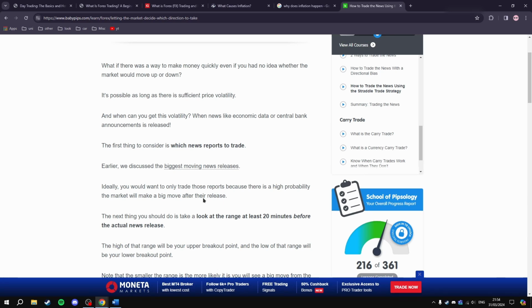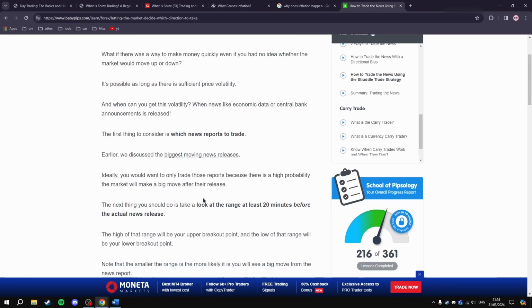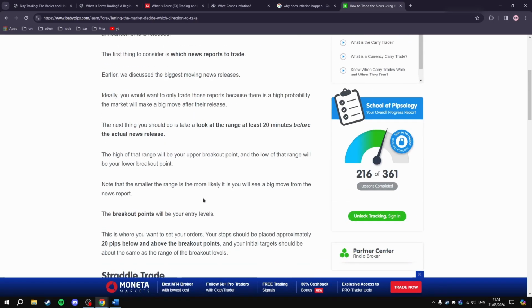The first thing to consider is which news reports to trade. Earlier we discussed the biggest moving news releases. Ideally you would want to only trade those reports because there is high probability the market will make a big move after their release. The next thing you should do is to take a look at the range of at least 20 minutes before the actual news release. The high of that range will put you in the upper breakout point, and the low of that range will be your lower breakout points.